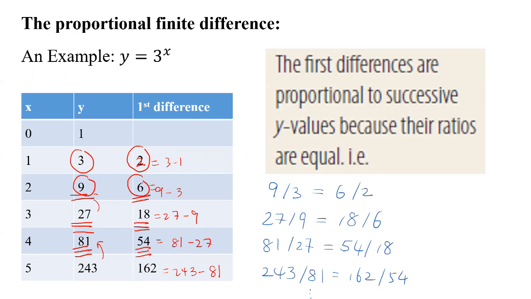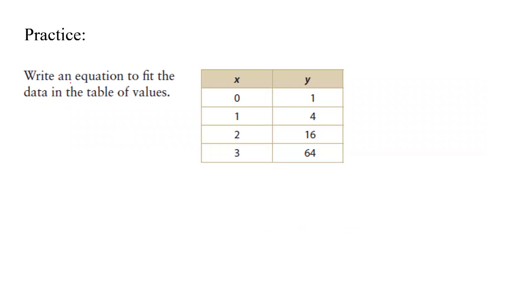Okay, so let's have a look at a practice. Write an equation to fit the data in the table of values here. As I said, you can calculate its first difference. First difference we can calculate from here: 4 minus 1 is 3, 16 minus 4 is 12, and 64 minus 16 is 48, right?